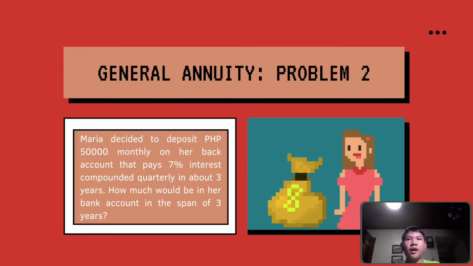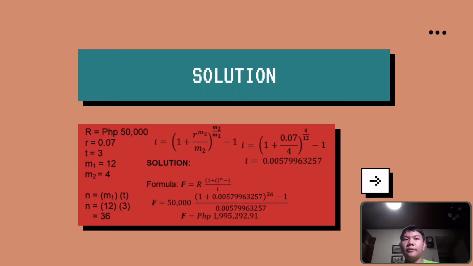Maria decided to deposit 50,000 pesos monthly on her bank account that pays 7% interest compounded quarterly in about 3 years. How much would be in her bank account in the span of 3 years? So let us list down the information needed.